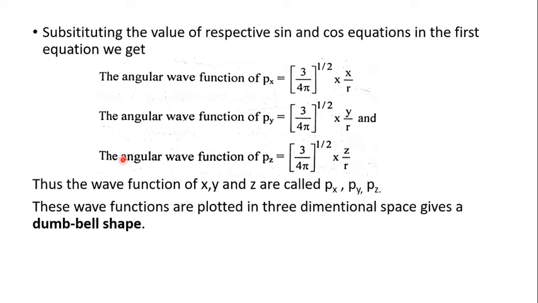Thus the wave functions of x, y and z are called px, py, pz. These wave functions, when plotted in three-dimensional space, give the dumbbell shape. So what they have done is taken various values of x and plotted the graph, and now they have come to know that these orbitals have the dumbbell shape.